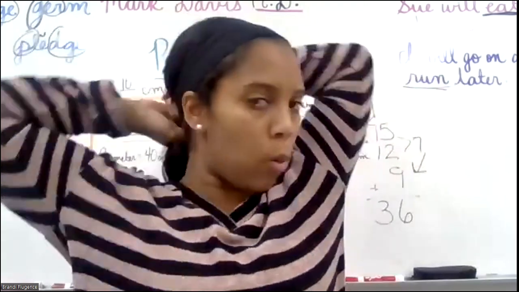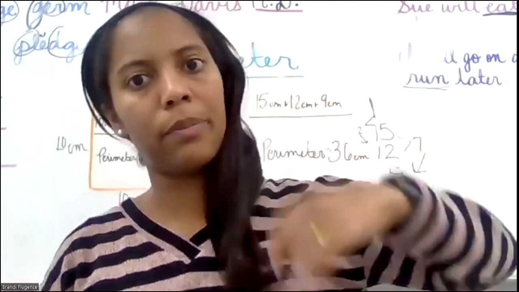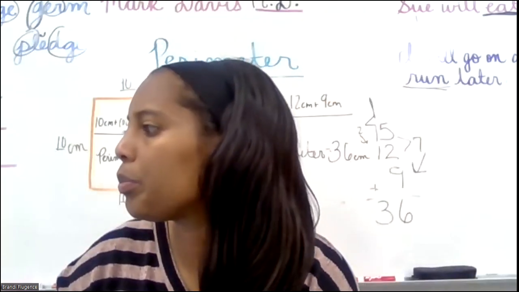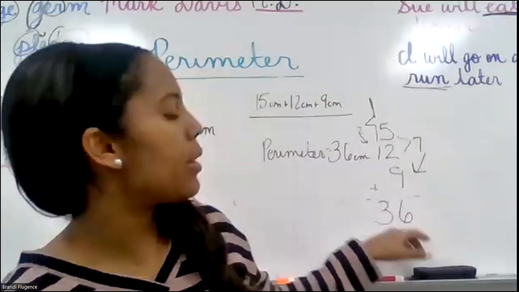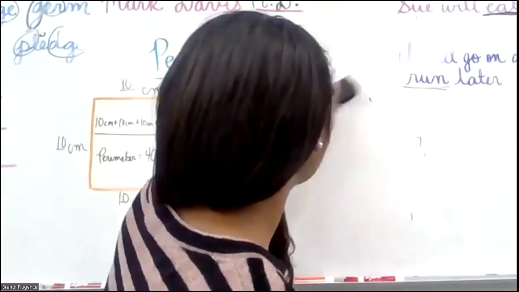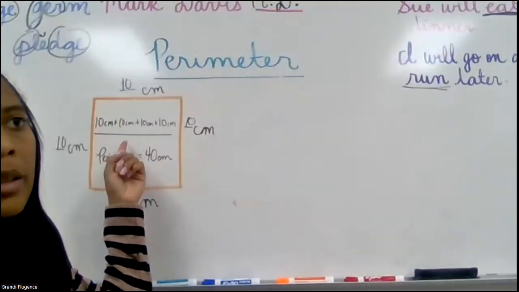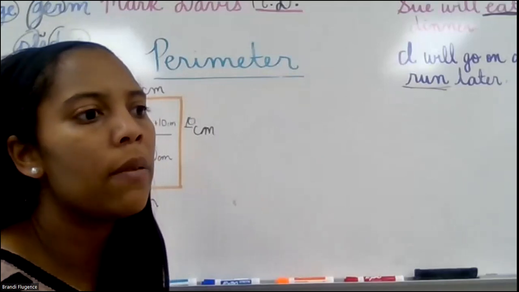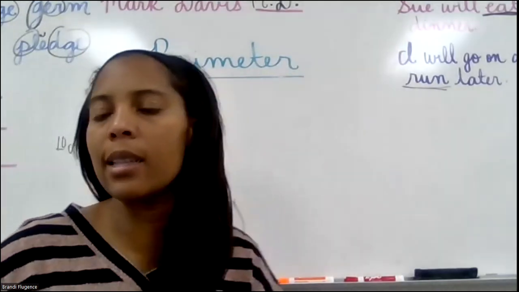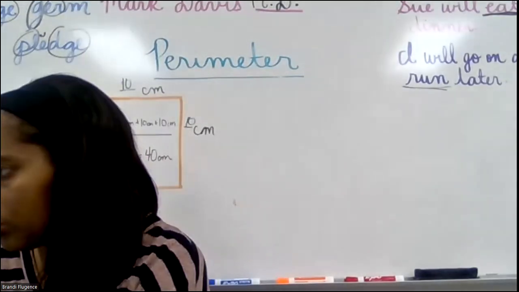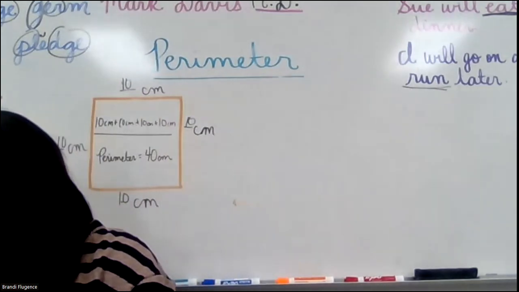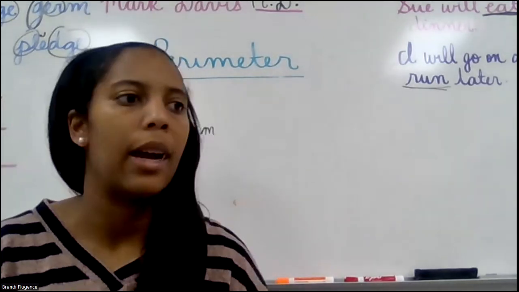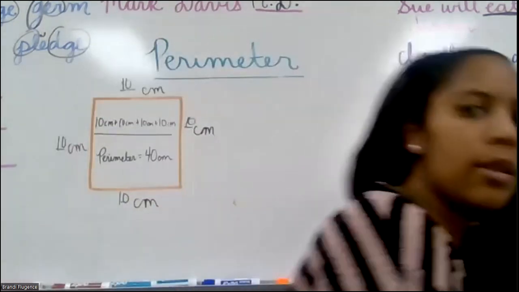Okay, go ahead and measure it all. So what was each side? Each side will be how many centimeters? 10 centimeters. Okay, so let's put the number sentence. So we should have 10 centimeters plus 10 centimeters plus 10 centimeters plus 10 centimeters. And when we add all of them up, what would our perimeter be? 40 centimeters. All right, we have that.